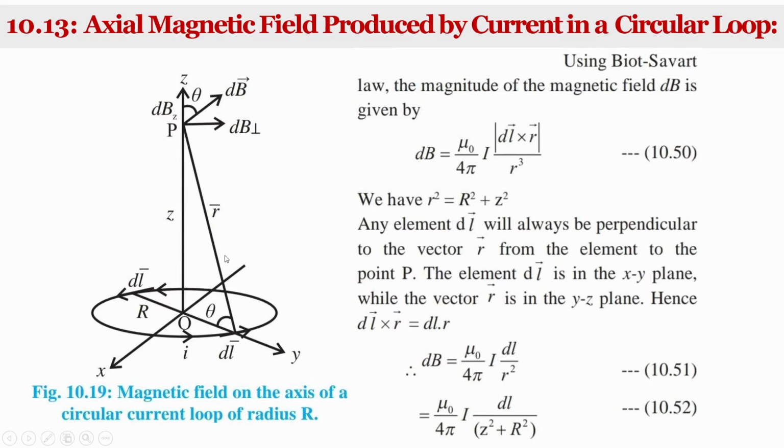We can assume that the current I flows through the wire. While we look at the figure, it shows a circular loop of wire carrying current I. The loop lies in the xy plane, so this is the x axis and this is the y axis. The loop is in the xy plane with its center at O.